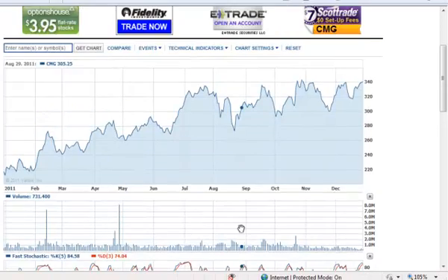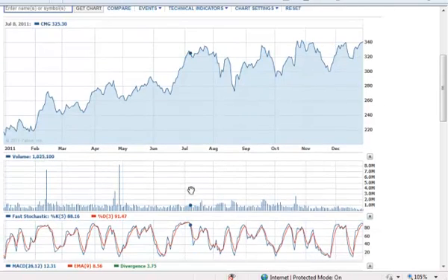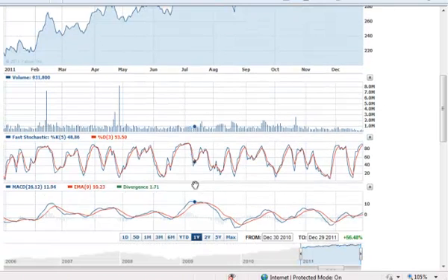Okay, that's all there is to technical indicators. It sounds like it's very complex, but it really isn't, and it's not rocket science. I hope this has helped you in understanding how technical indicators work.